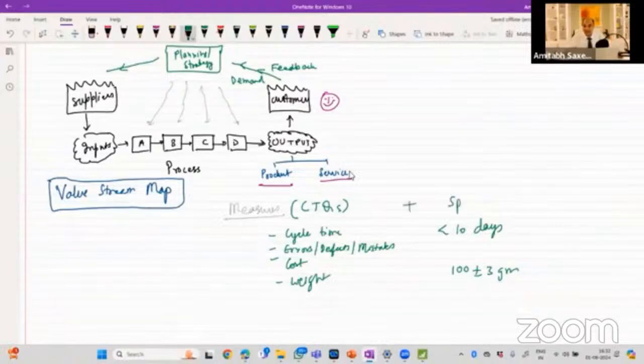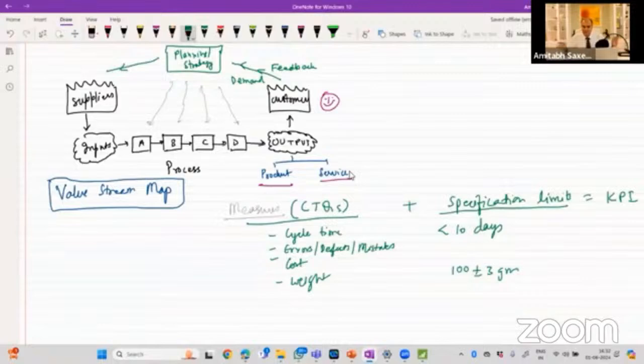So CTQs combined with specification limits, I'm talking about specification limits, has got a name which is known as KPI, Key Performance Index, or Performance Index. Now, wherever you are not fulfilling the demands of the customers, or you are not within the specification limits set by the customers, you have an opportunity of improvement.